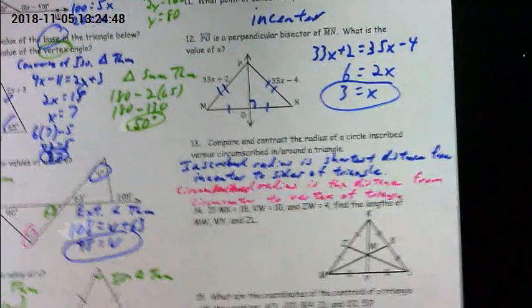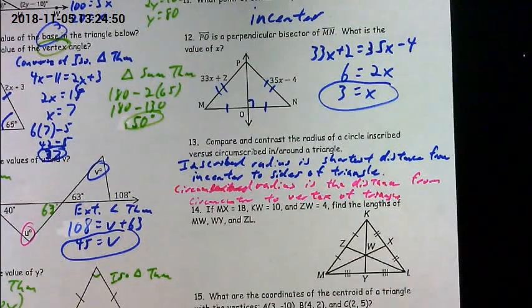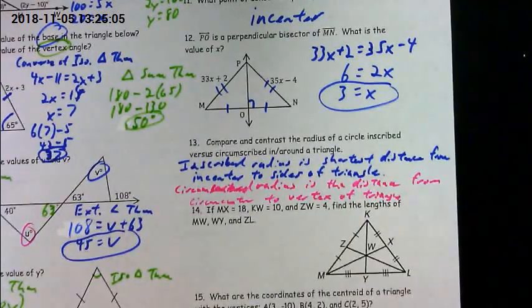Circumscribed radius. Again, inscribed radius is the shortest distance from the incenter to the sides of the triangle. Circumscribed radius is the distance from the circumcenter to the vertex of a triangle. Now, in comparison to one another, which one should always be longer?